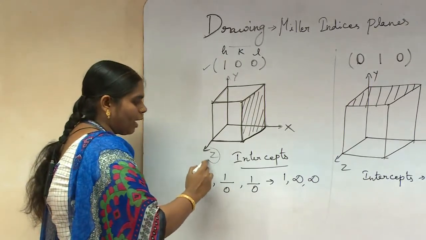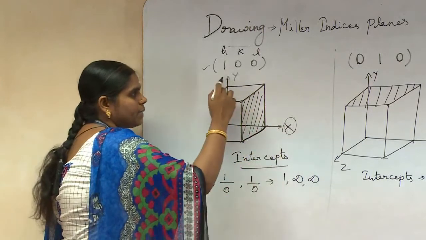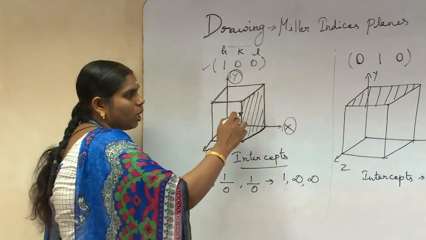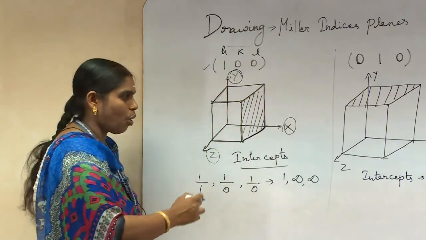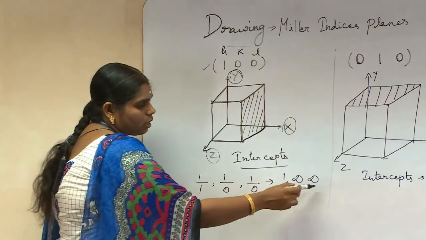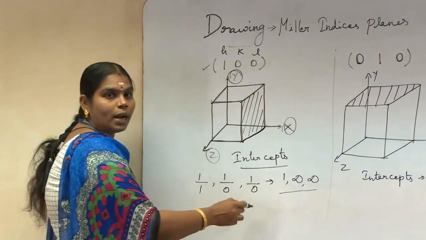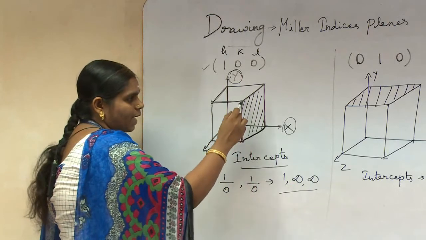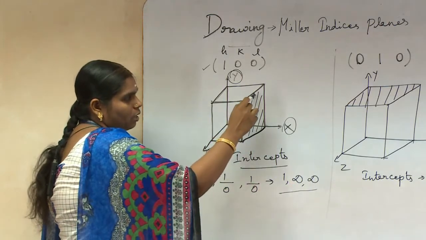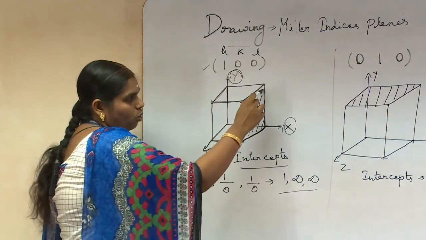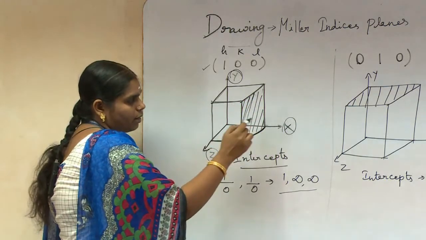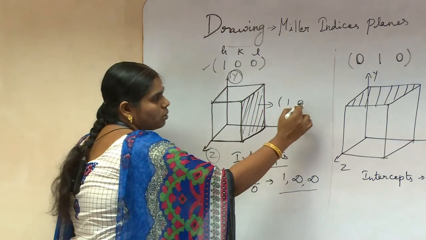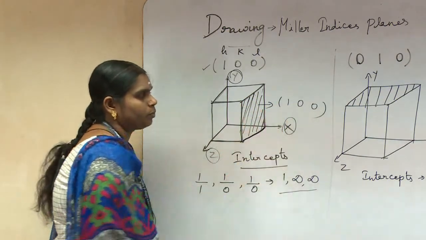This is a very important factor in drawing the Miller indices plane. Without specifying the crystallographic axis, whatever planes we are drawing, it's wrong. Since the intercepts give the value 1, infinity, infinity, that is, it falls onto the x-axis, we are just shading along one face of this cubical lattice. So this plane represents 1, 0, 0.